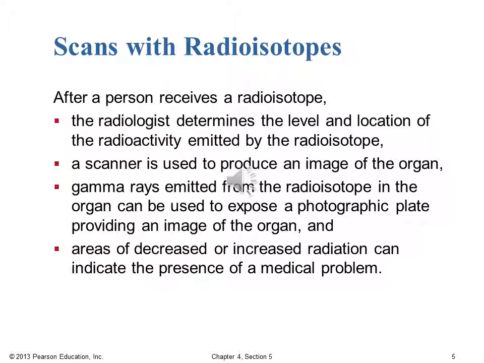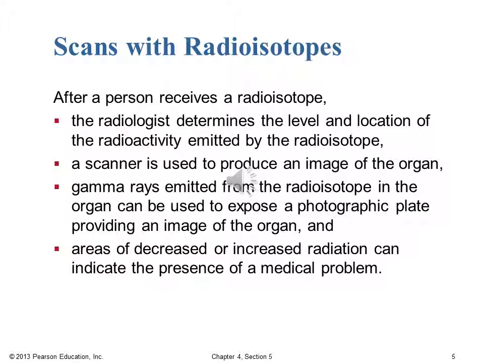So if we look at that one application, that is to have scans with radioisotopes, typically the person would report to the diagnostic imaging area, or sometimes called the nuclear medicine part of the hospital, and they're dosed with the radioisotope. The radiologist has determined the level and location of the radioactivity emitted by that isotope that's already been administered. A scanner is used to produce an image of the organ or target region, whatever it might be.